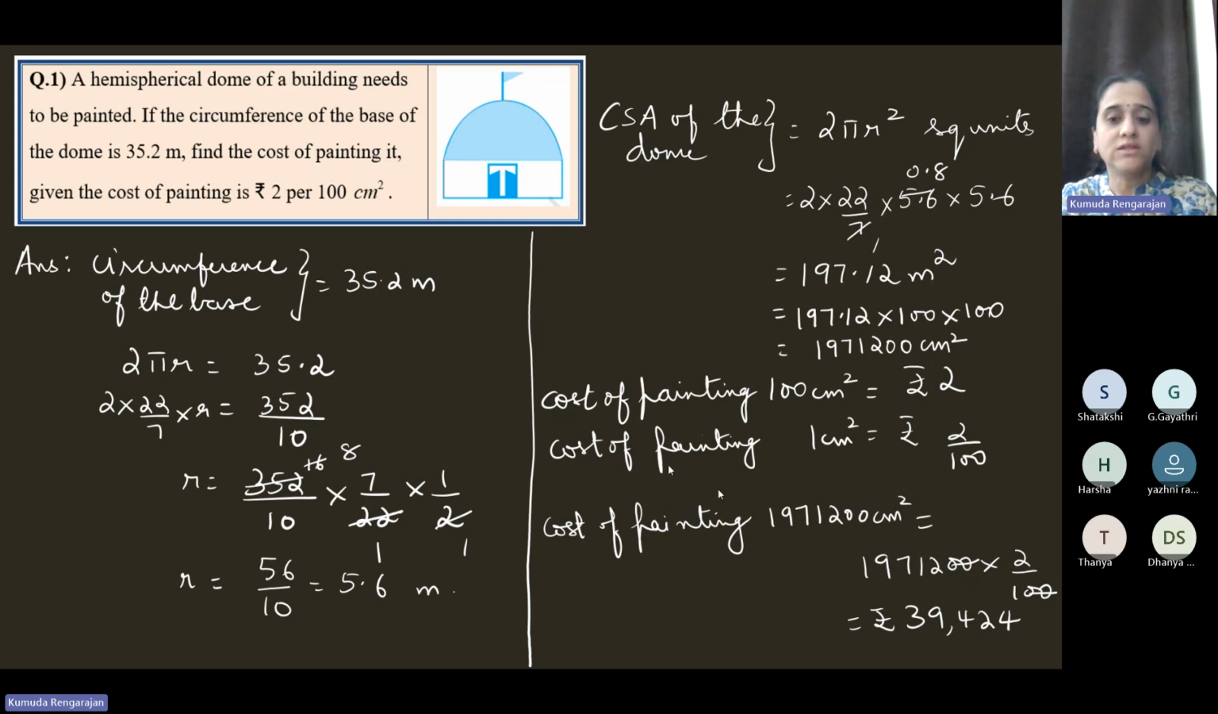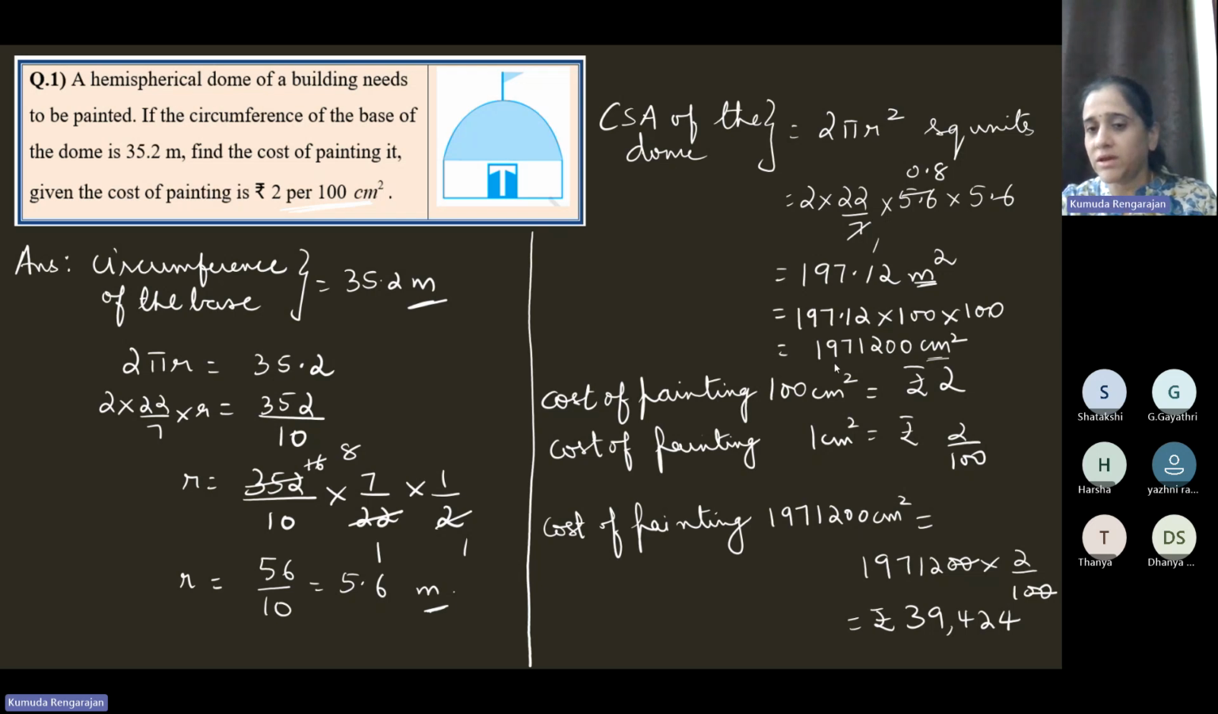Why? Because the circumference is 35.2 meters, so the radius you get is in meter. So the area is in meter square. But since the rate is given per 100 centimeter square, you need to convert this to centimeter square. Now, 100 centimeter square, 2 rupees. 1 centimeter square, 2 by 100.